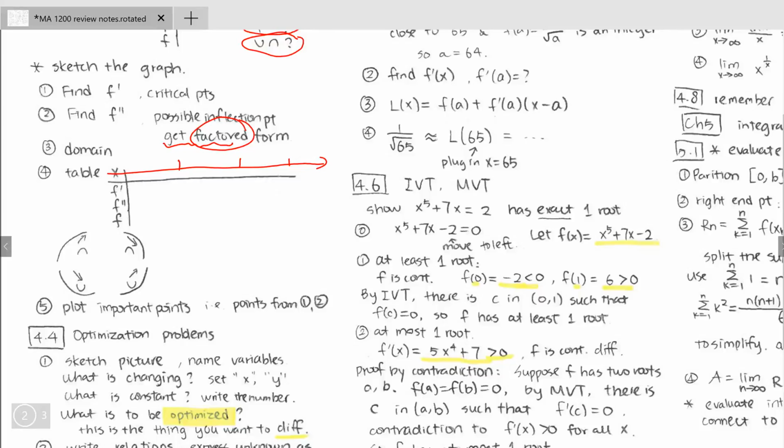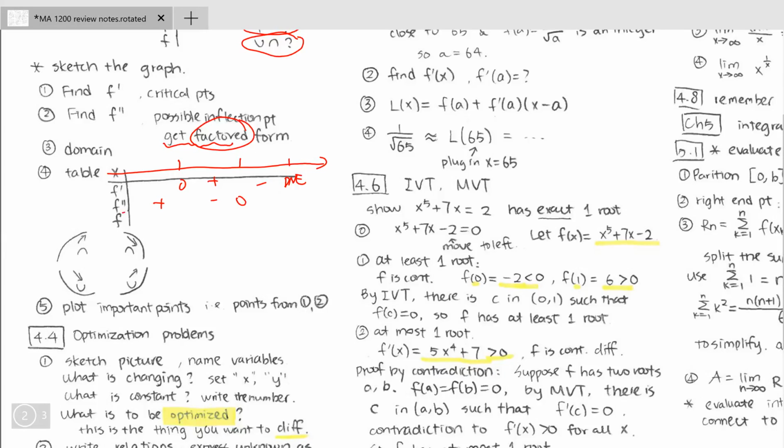Okay, and for f prime, we want to answer is it 0 on the critical points, or does it not exist on the critical points? On those intervals, do we have plus or do we have minus? For the second derivative, we do the same thing. So on the roots where you set the second derivative equal to 0, those will be zeros. And then how about on the other values? Is it positive or negative?